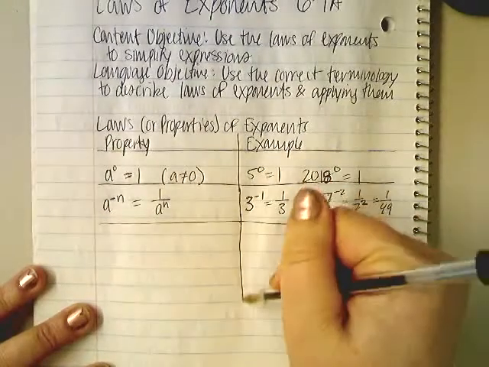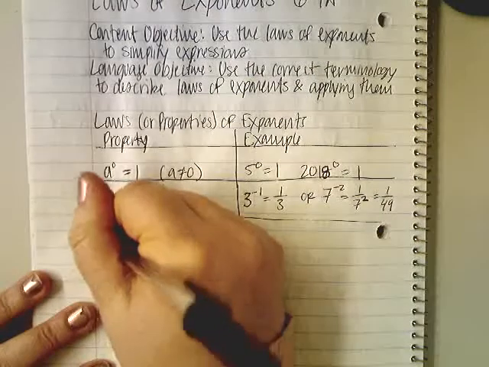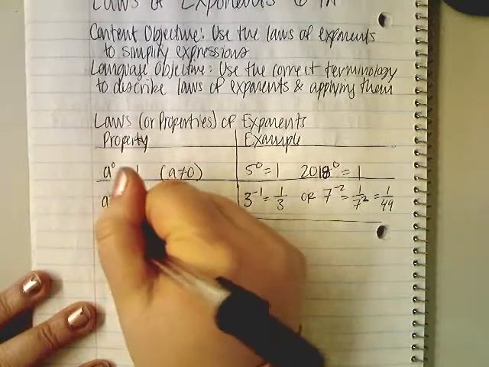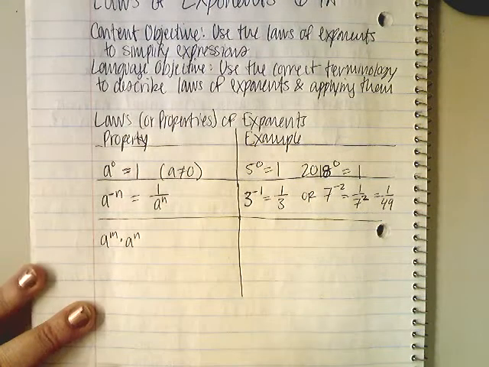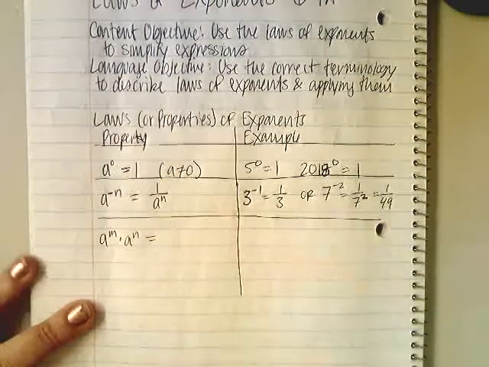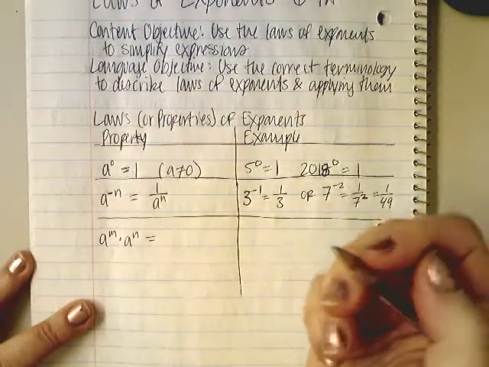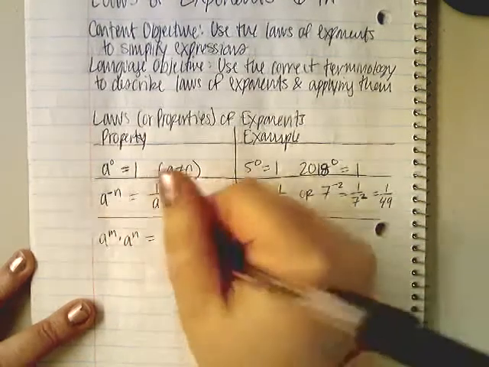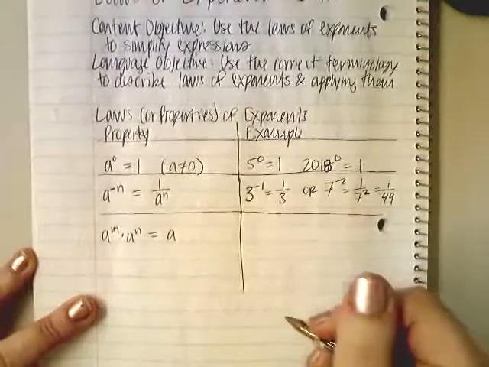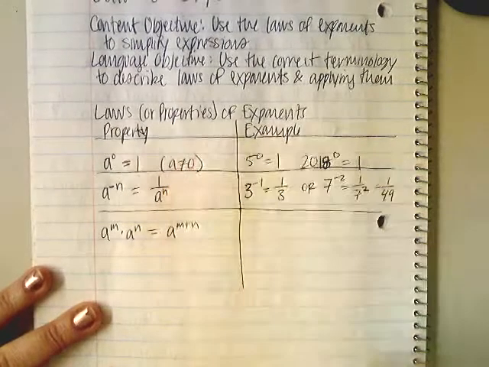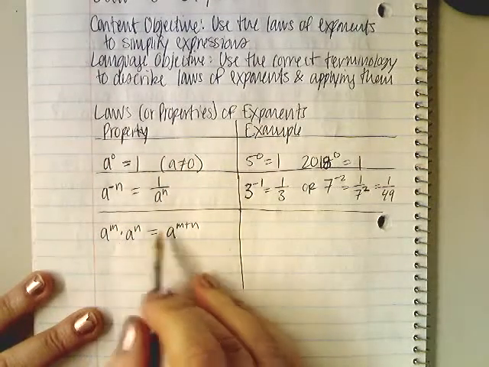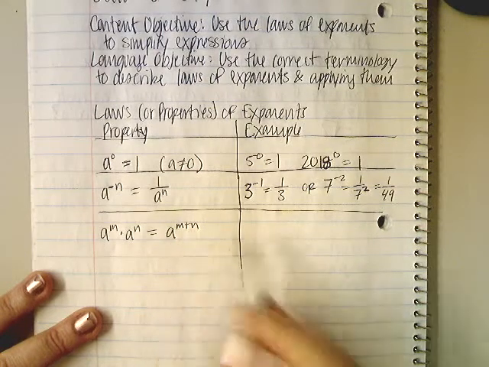If we keep going, another law or property is if I'm multiplying two numbers with the same base, I can add their exponents. So we've done this previously with our polynomials and foiling, but this just says if I'm multiplying two of the same variable or number, I can add their exponents. So a to the m times a to the n is equal to a to the m plus n.